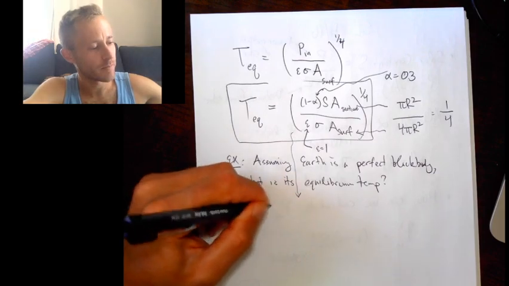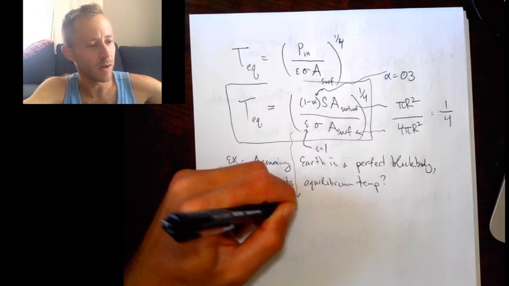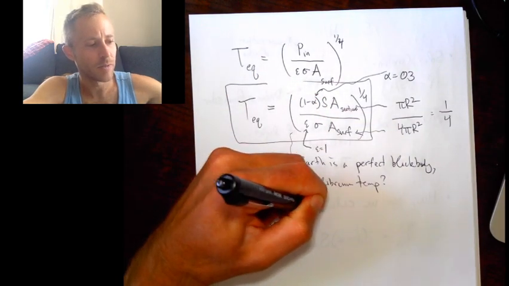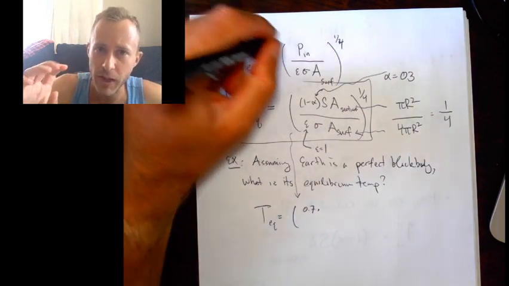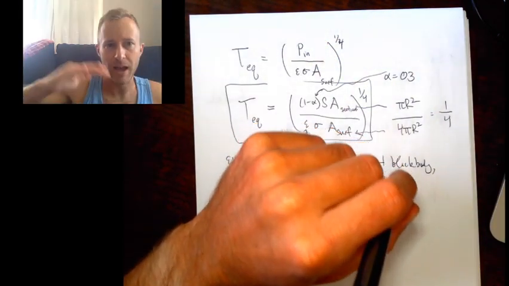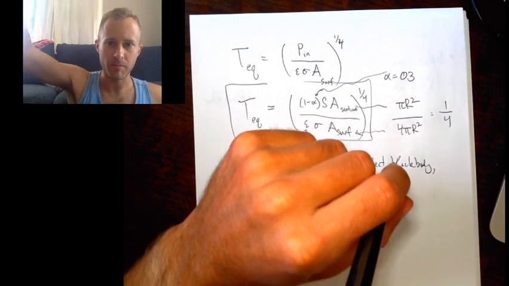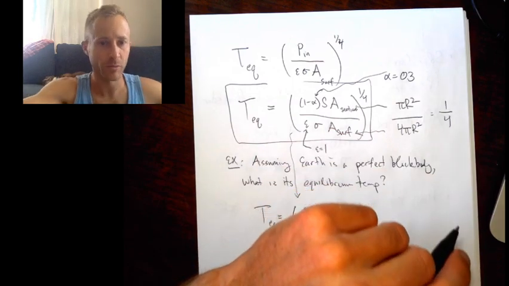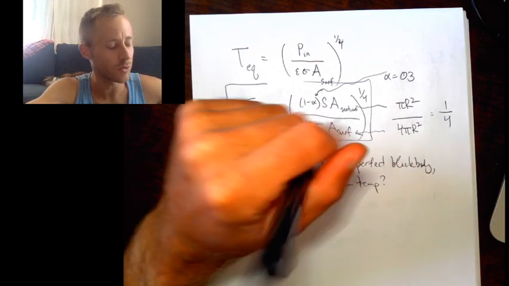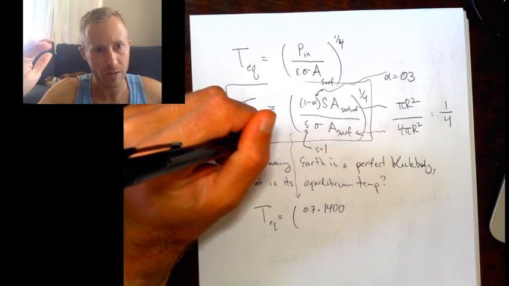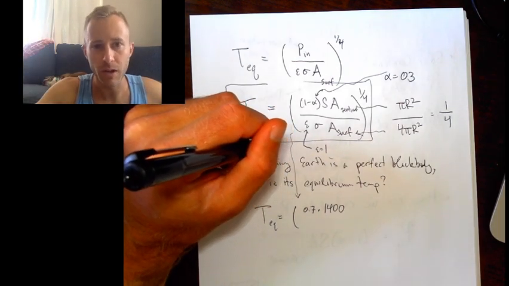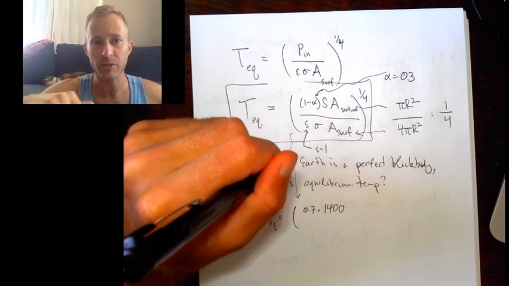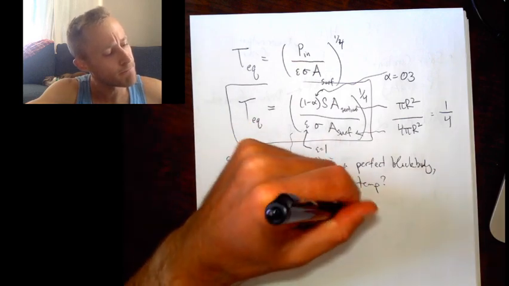We would get 1 minus 0.3 would be 0.7. The solar constant I said was about 1,000. That's the solar constant at the surface of the Earth, but in outer space, the solar constant is 1,400. So we're going to use the solar constant of 1,400. Remember, I was mentioning that the atmosphere absorbs some of the light that's on its way down to the surface.